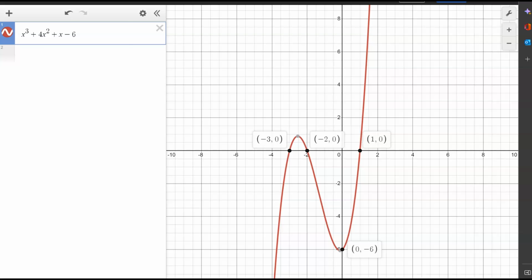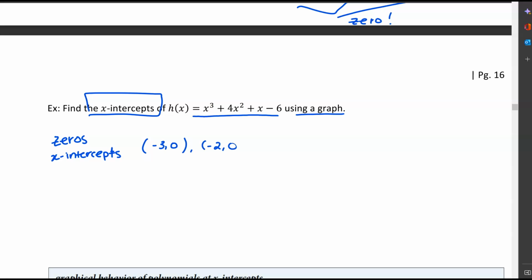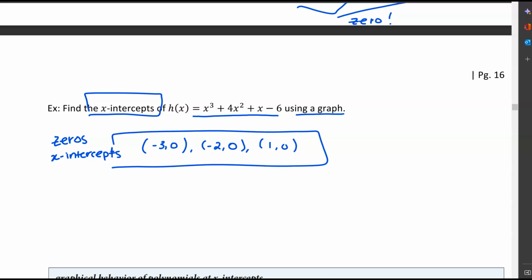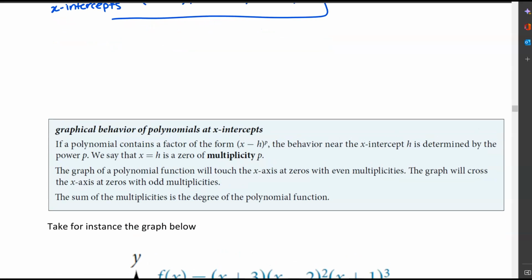So let's go ahead and write this down. It only told us to find the x-intercepts, actually. So our zeros, or x-intercepts, are going to be (-3, 0), (-2, 0), and (1, 0). And that's it.